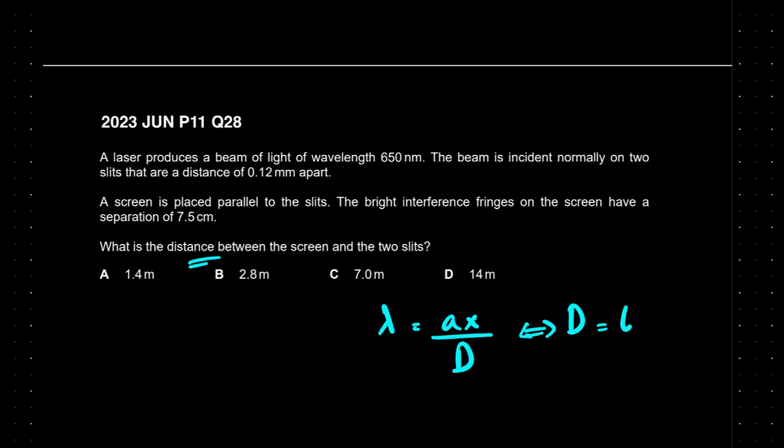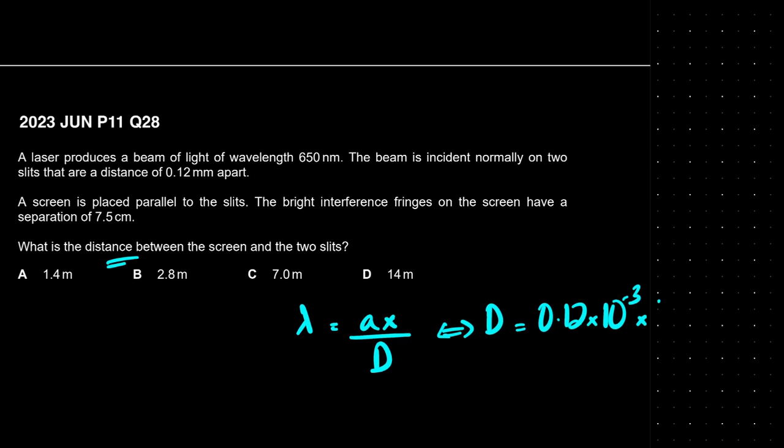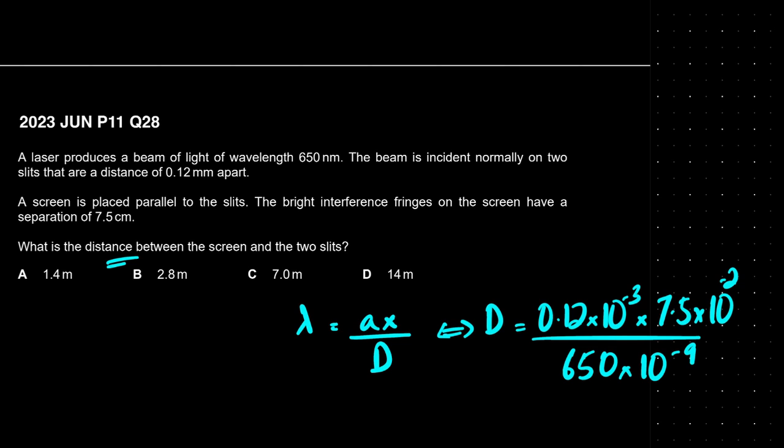A is 0.12 mm. X is 7.5 centimeters, and divided by lambda, which is 650 into 10 to the negative 9. So this gives you D. So D turns out to be option D, 14 meters.